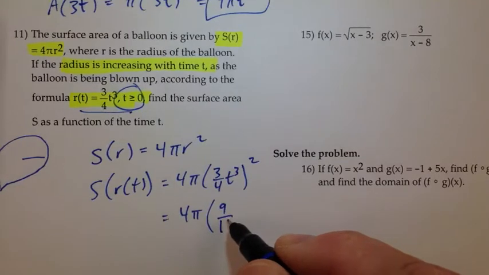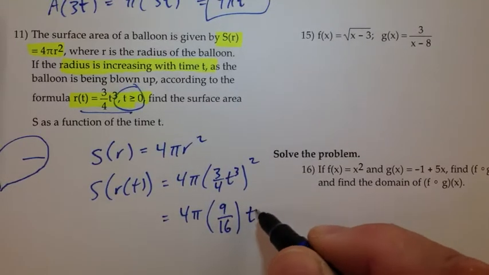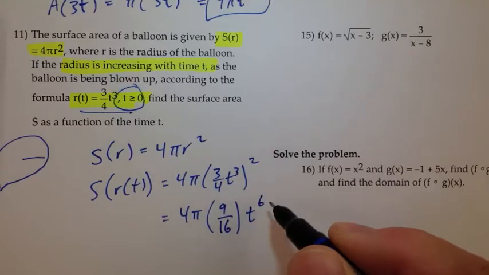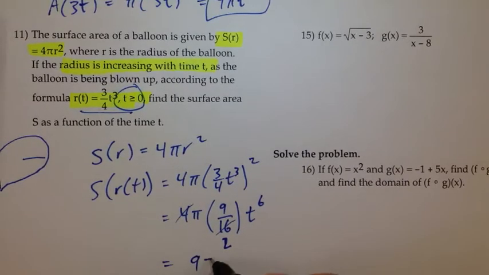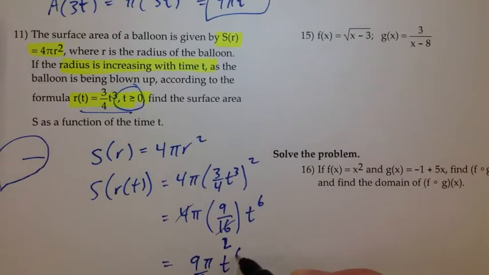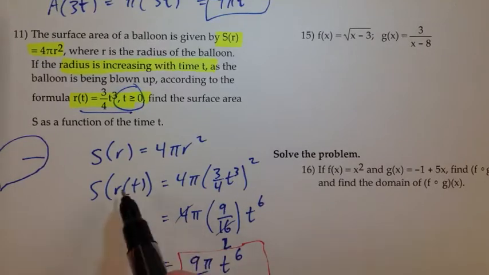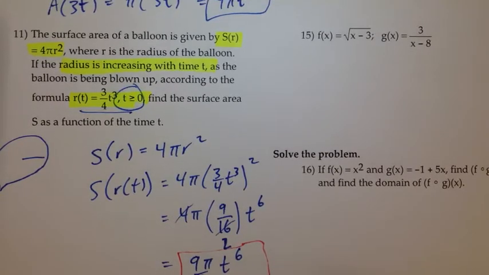So we have 3 squared over 4 squared multiplied by t to the 3 times 2, or t to the 6th, canceling the 4 there. 4 goes into 16 2 times. Then we get 9 pi over 2 t to the 6th power. And do we have any feet? Radius of the balloon, feet? No, we're not given any units of measure here, so we can leave it alone. So the surface area now, indirectly before, is now directly dependent upon t.